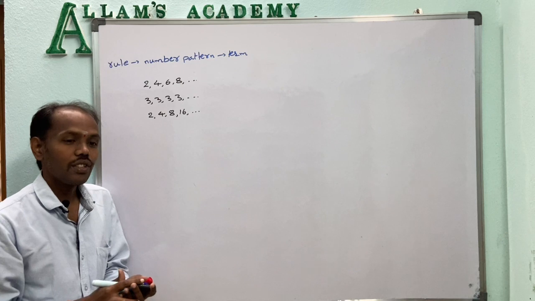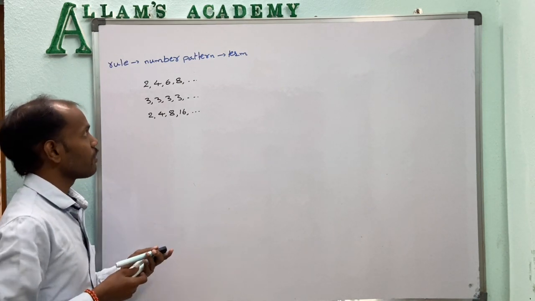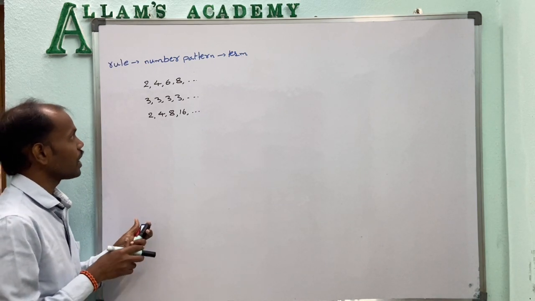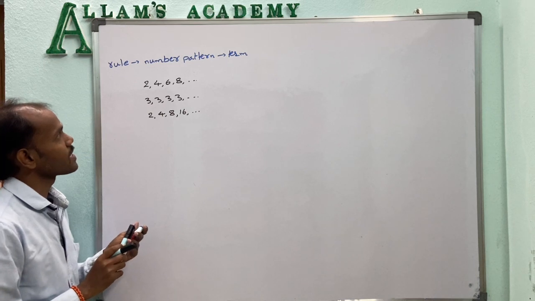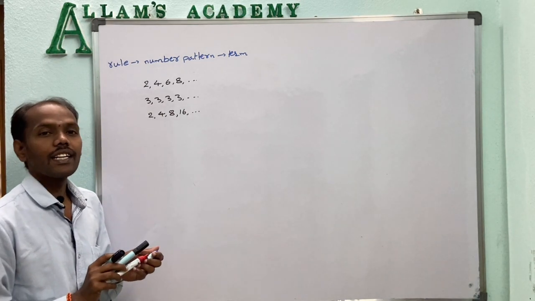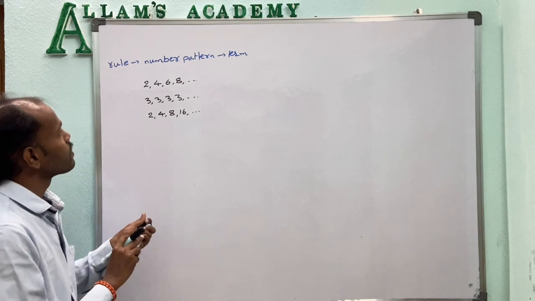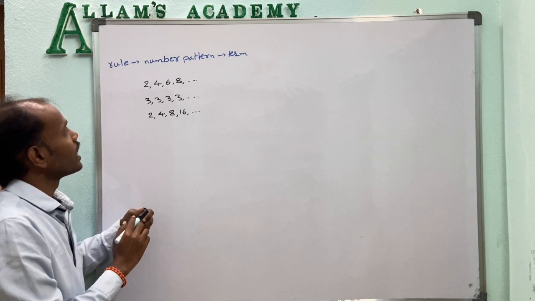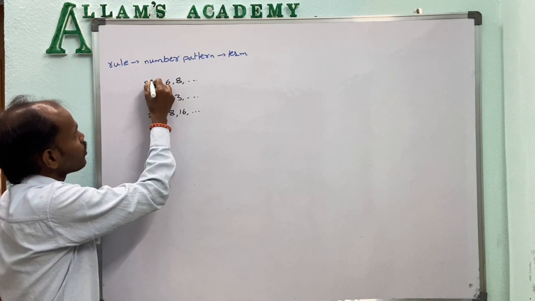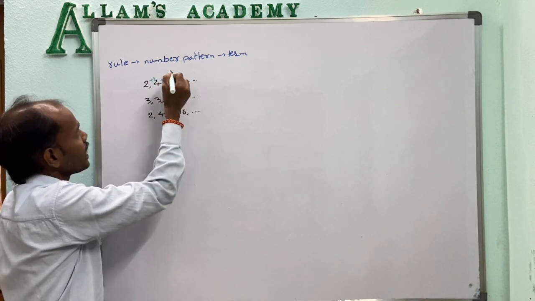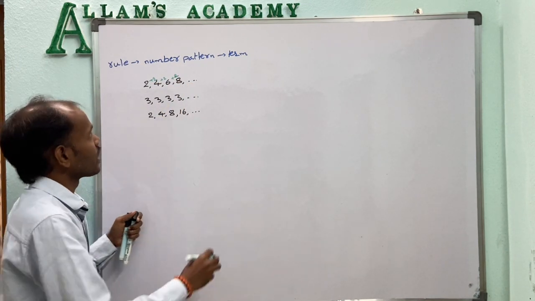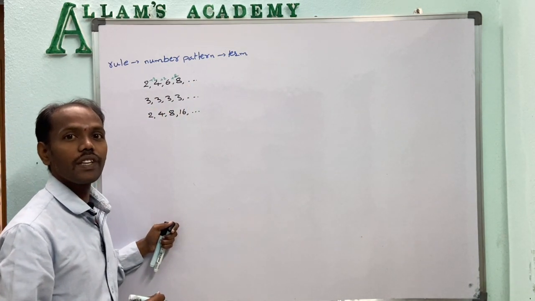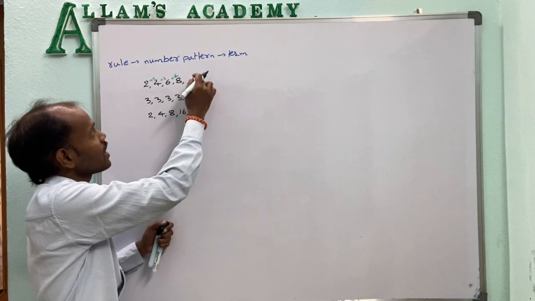Now if we observe these three patterns, in the first pattern they have given 2, 4, 6, 8, and so on. For every two consecutive numbers, we add 2 to get the next number. That means it is a pattern, and here too we can expect the next number.